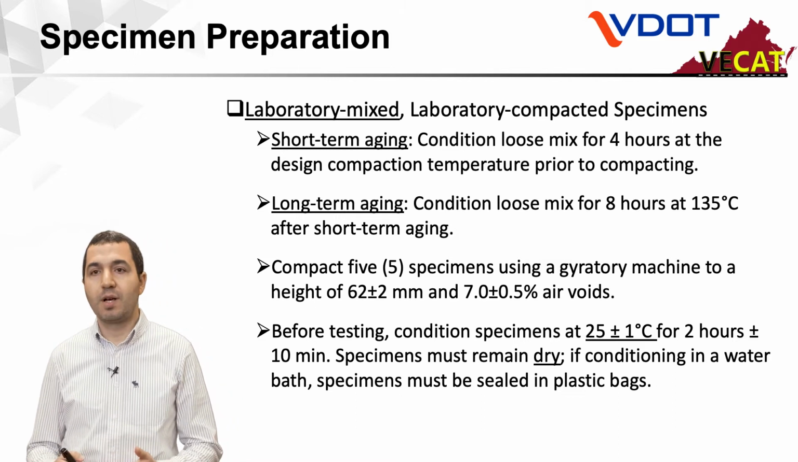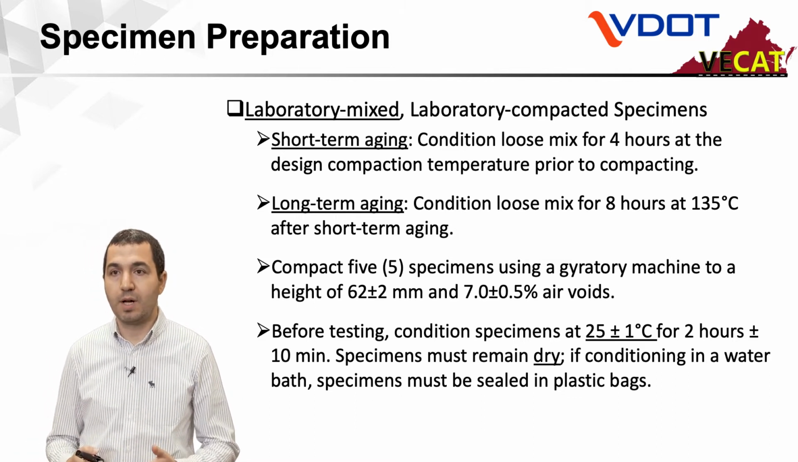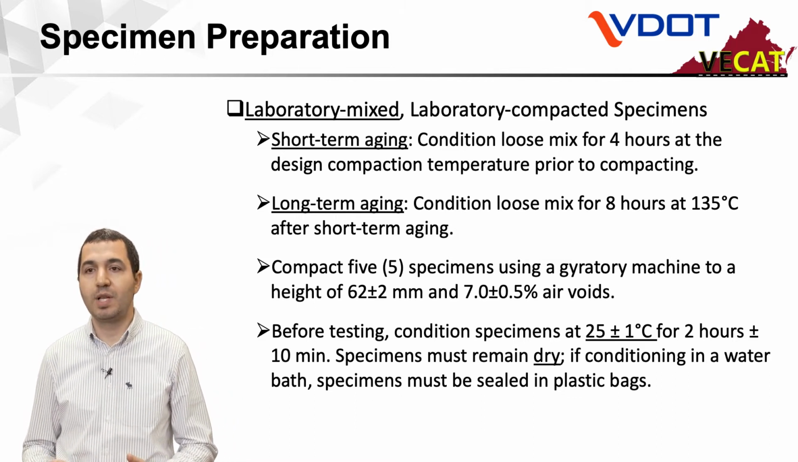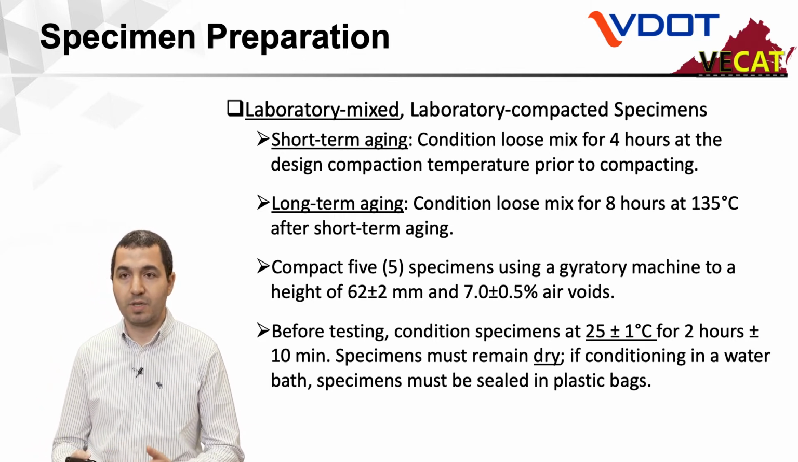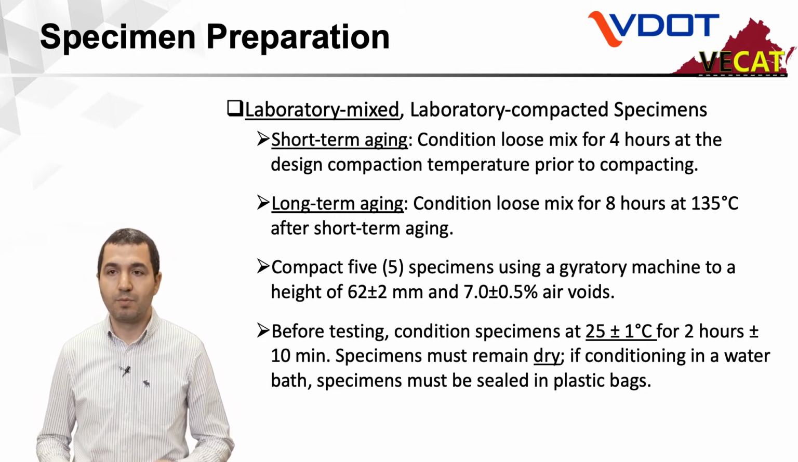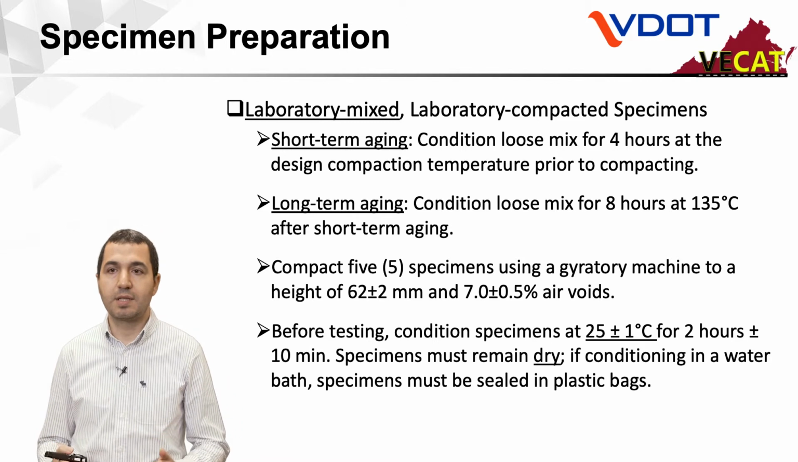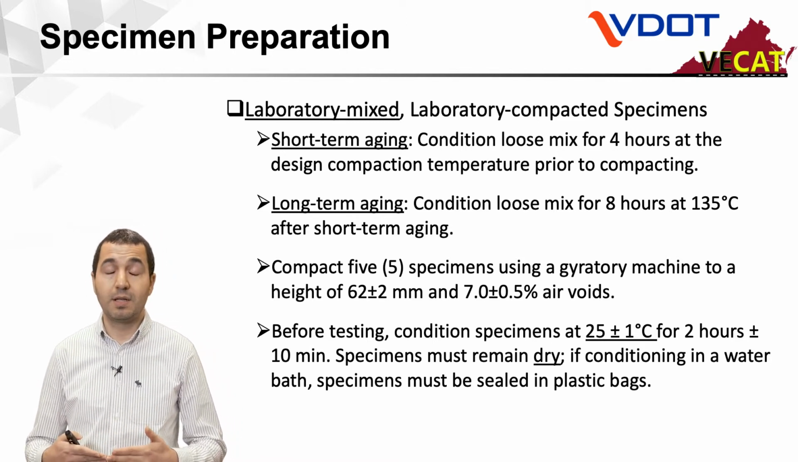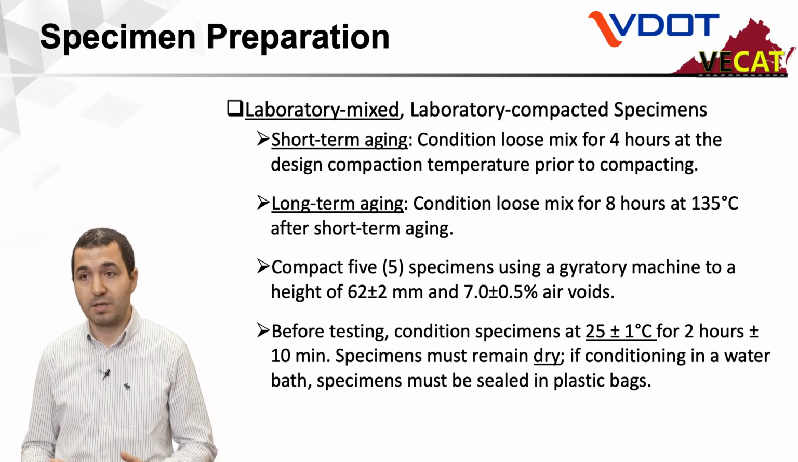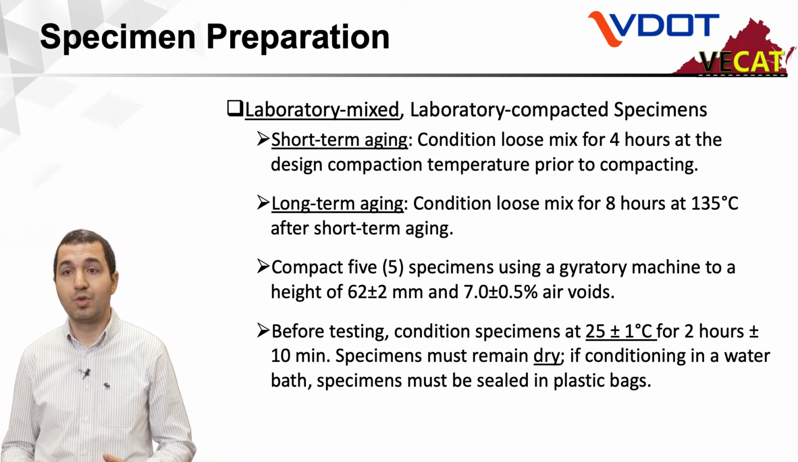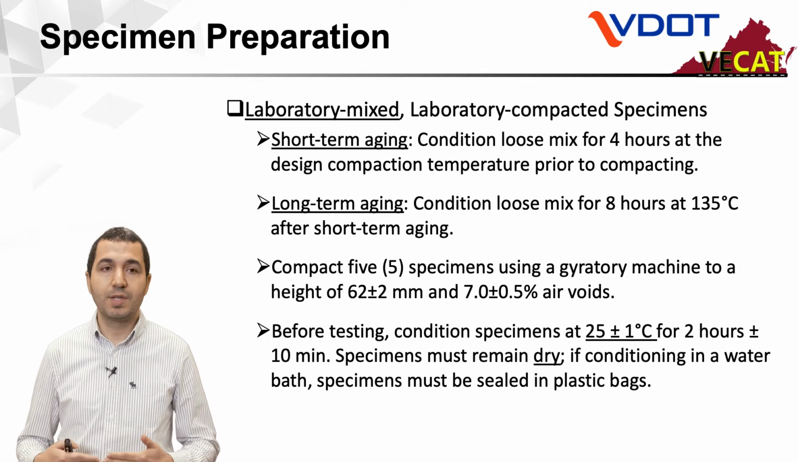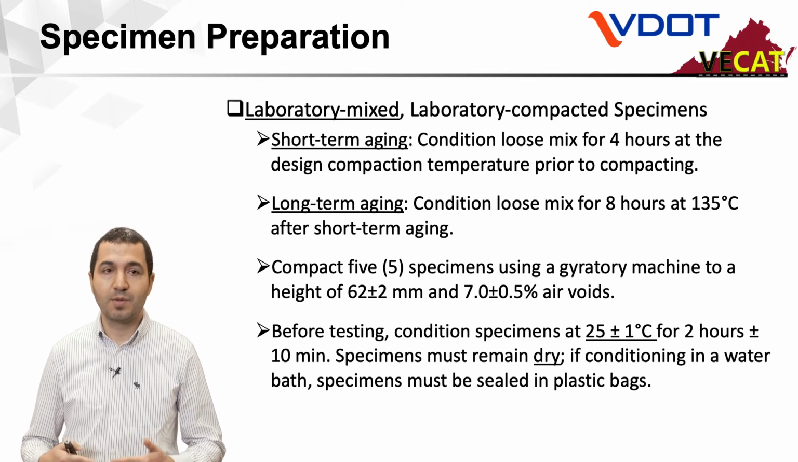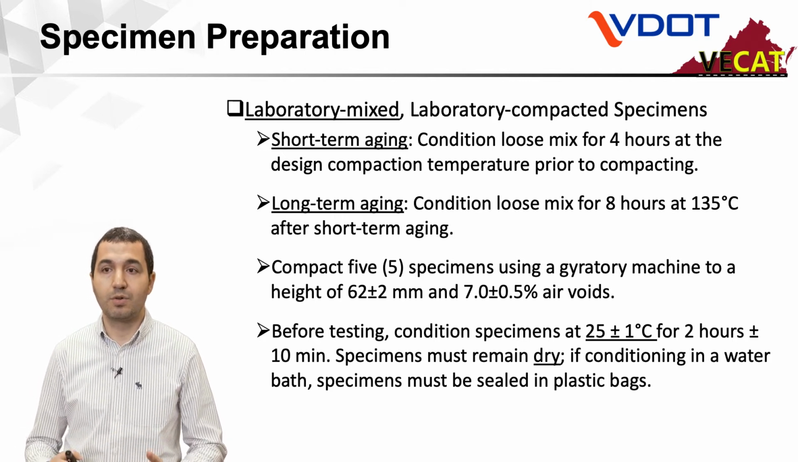As part of this process, 5 specimens are required at a height of 62 millimeter and 7 plus minus 0.5% air void. Before testing the compacted specimens, specimens need to be conditioned at 25 plus minus 1 degree Celsius for 2 hours. And if using a water bath, specimens must remain dry during the conditioning process.